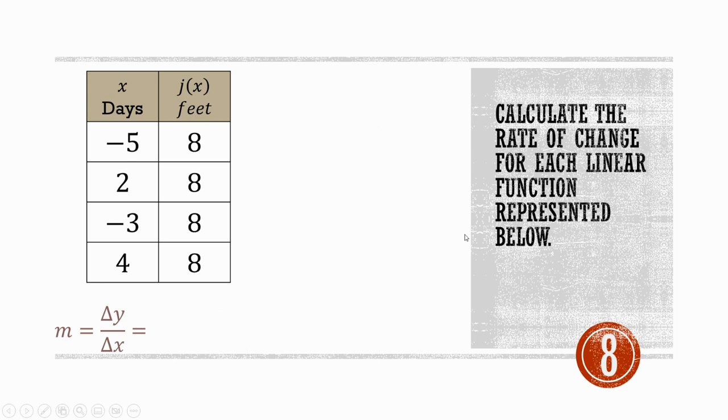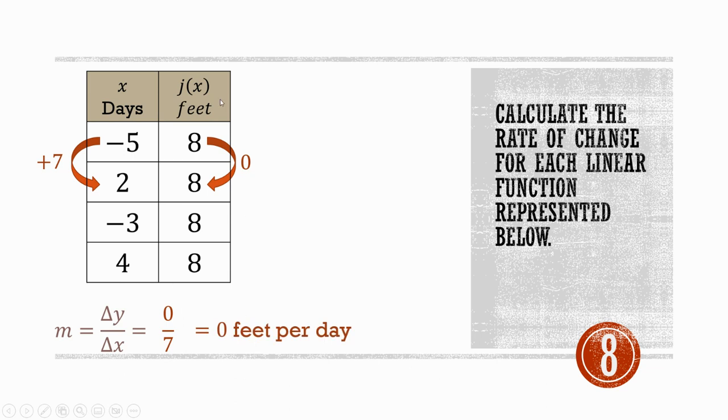For this one, here's my X column. It's in days. Here's my Y column. It's in feet. So my j of x, to get from 8 to 8 is 0. But to get from negative 5 to 2 is plus 7. So my change in y is 0 over 7. Well, what does 0 over 7 equal? Hopefully all of us are saying 0. I would have 0 feet per day.